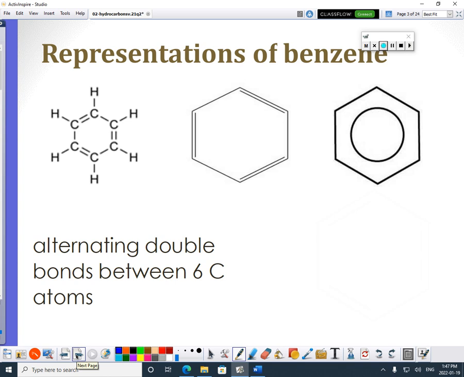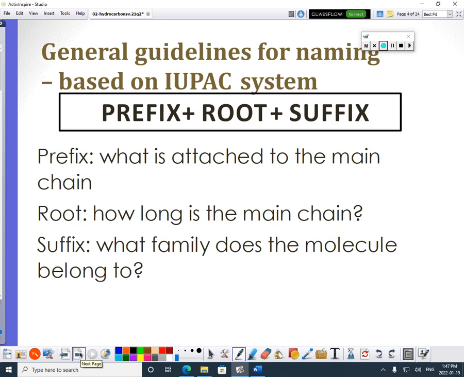So we're going to look at the representations of benzene. Benzene always has 6 carbons with alternating double bonds. As much as it's a subclass of hydrocarbons, the stability makes its chemistry so unique that it gets its own heading, okay?